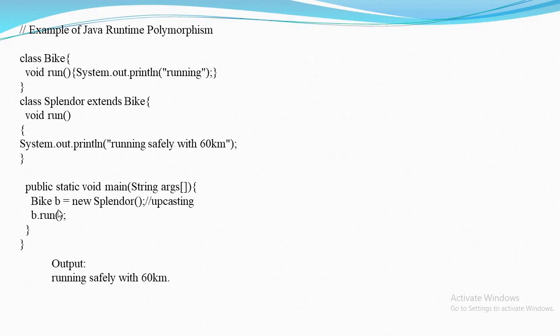We are using the concept of upcasting. The parent class refers to the child class. So we are creating the object of the child class: Bike b equals new Splendor. With upcasting, when we call b dot run, the subclass automatically overrides the base class method. So it will print the output: running safely with 60 km.